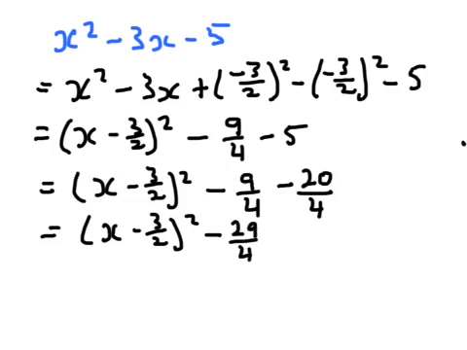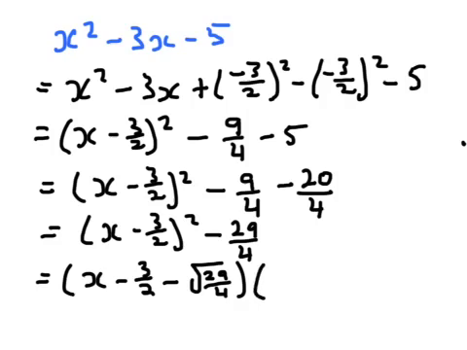And what we have now is x minus 3 on 2 minus, okay, so now we're factorising the difference of two squares, so minus the square root of 29 on 4, open up brackets, x minus 3 on 2 plus the square root of 29 on 4.